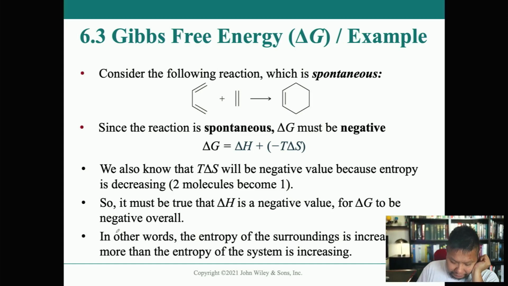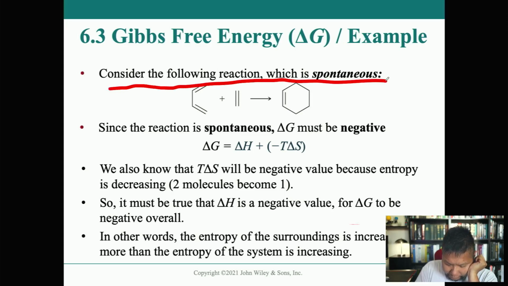So for example, down here, consider the following reaction, which is spontaneous, okay? We have here a diene and an alkene, and it will cyclize into this cycloalkene, right? Cycloalkene.